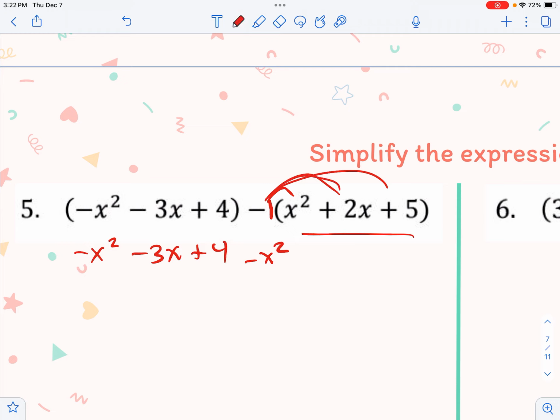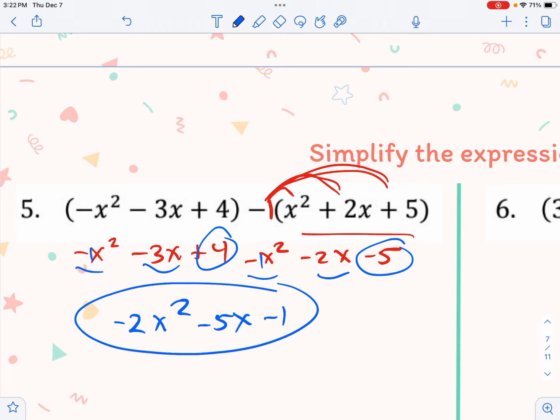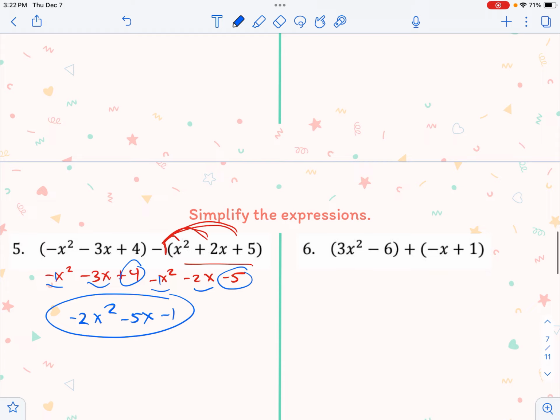And then negative 1 times 2x, that's negative 2x. And negative 1 times 5, that would be negative 5. That's how you subtract. And then just combine like terms. Negative x squared, well, that's like a negative 1 and another negative 1. That's negative 2x squared. Negative 3x, negative 2x is negative 5x. And then 4 and negative 5 is negative 1. There's my answer for simplifying that expression.